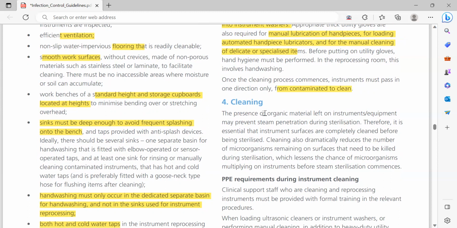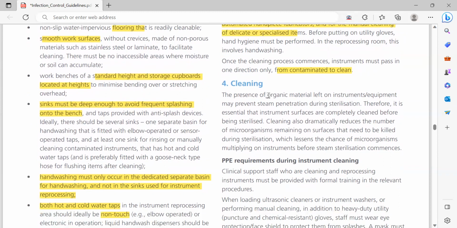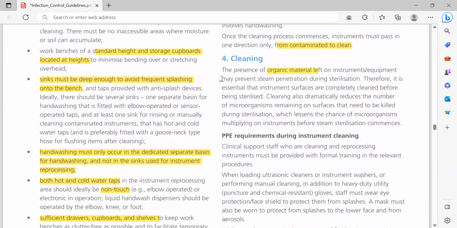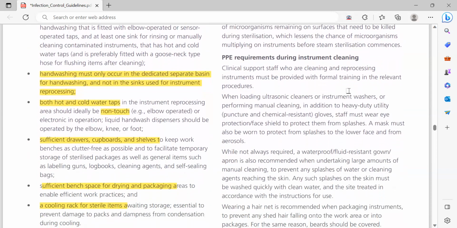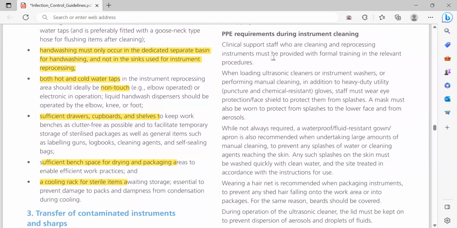Then how can you clean the instrument? The presence of organic material left on the instrument may prevent steam sterilization during the sterilization. So it is very important that the instrument is cleaned before undergoing the sterilization procedure. So the PPE requirements during instrument cleaning: clinical staff who are cleaning and reprocessing must be provided with formal training. They should have good training on how to do the cleaning.